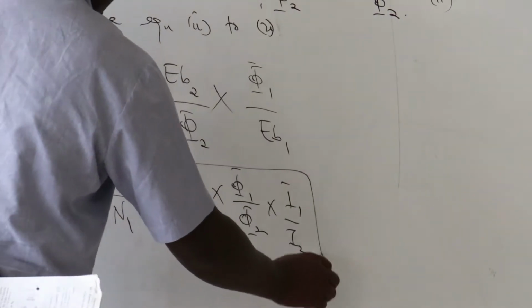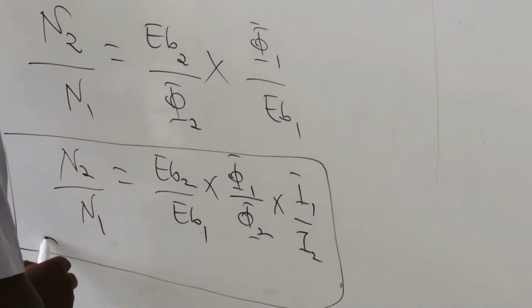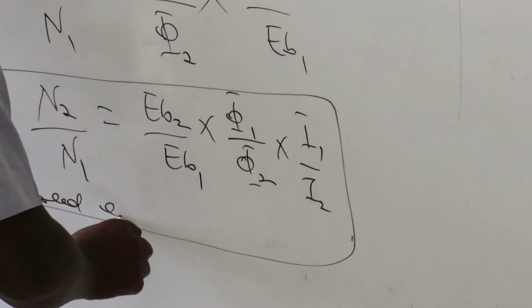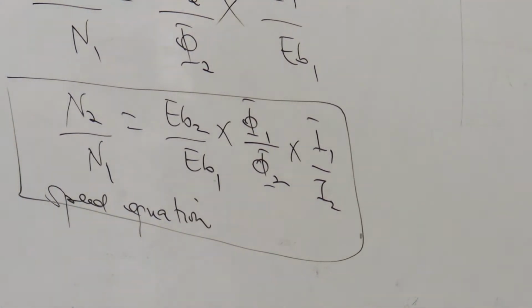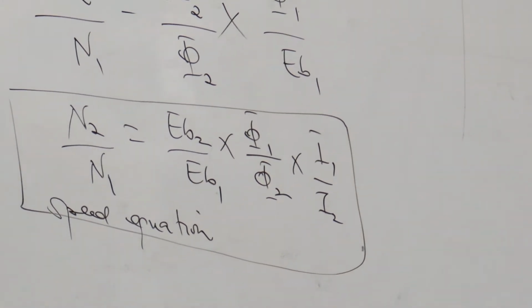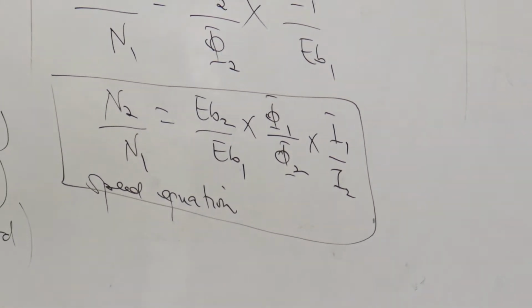This is called the speed equation. It's very important because we'll be using that equation. That's why I wanted us to derive the equation before I come to the discussion of each method.